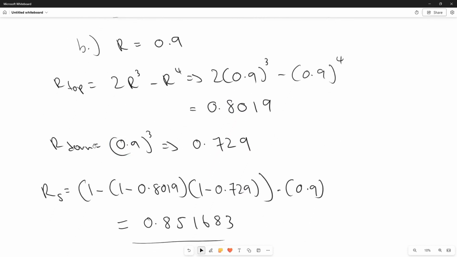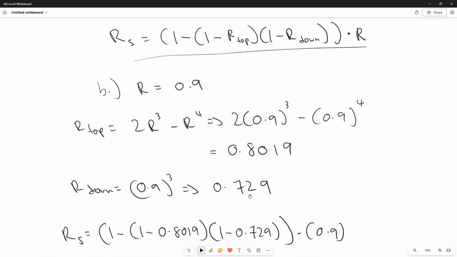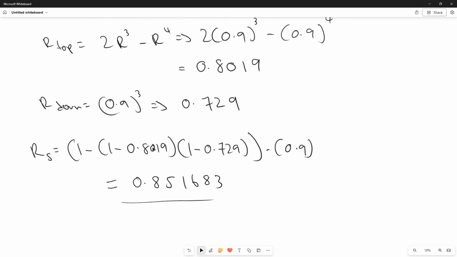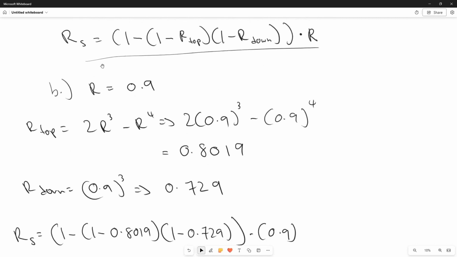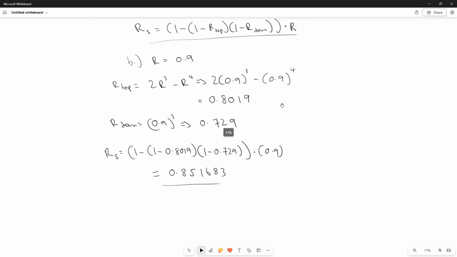Plug in R as 0.9 and R down is just R cubed, so 0.9 cubed is 0.729, and then plug those values in for R of S, the system: R top, R down, and then R equals 0.9. When you plug all that in and simplify, you get 0.851683. So, pretty easy.